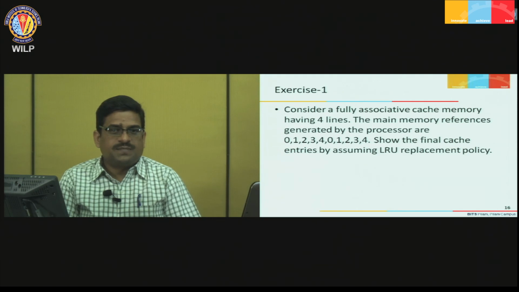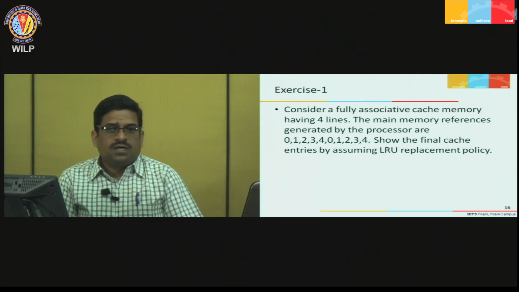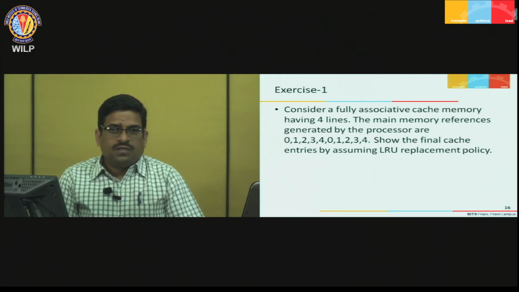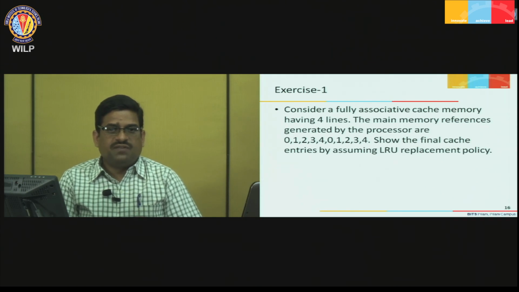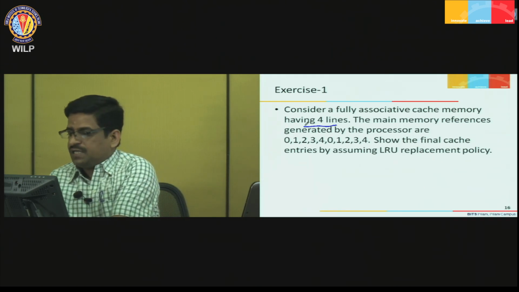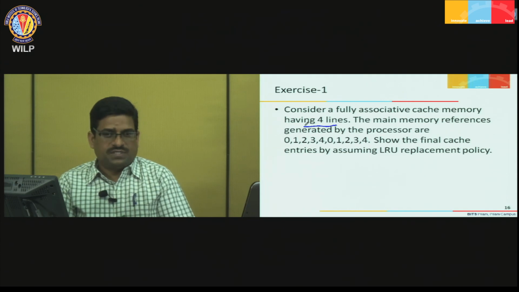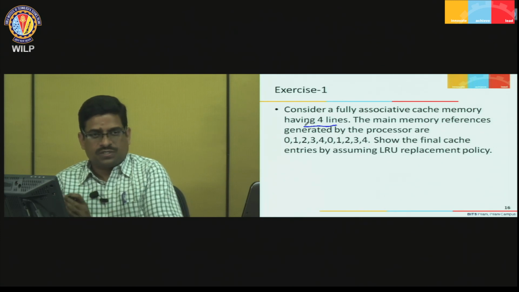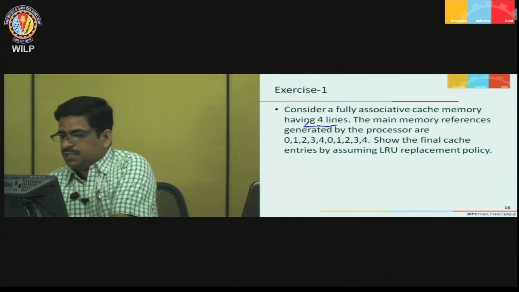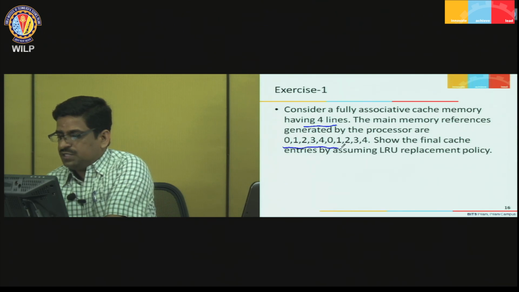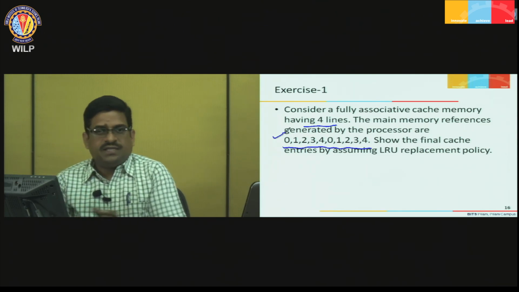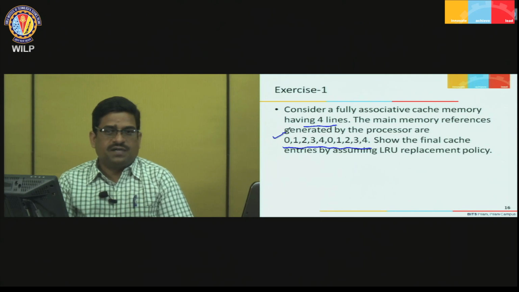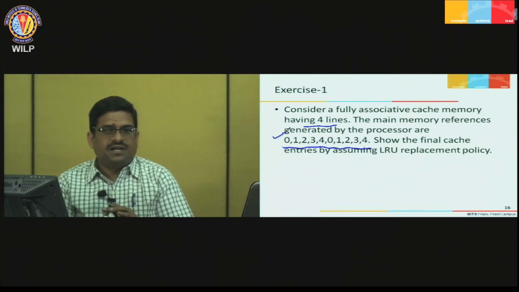There are two exercises planned for this lecture. One is: you have a fully associative cache memory with 4 lines, and the main memory references generated by the processor, which you can understand as block addresses, basically the word addresses that belong to these blocks, are 0, 1, 2, 3, 4, 0, 1, 2, 3, 4, in this sequence. You have to show the final cache entries assuming LRU is the replacement policy.